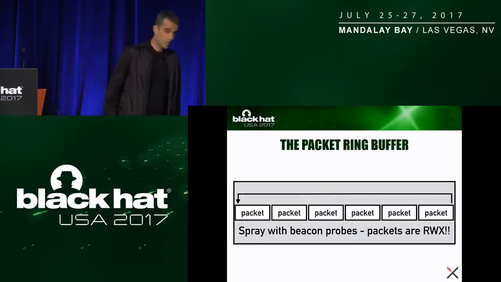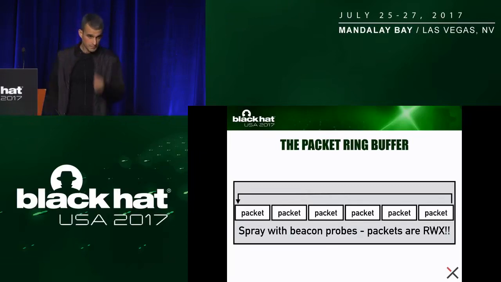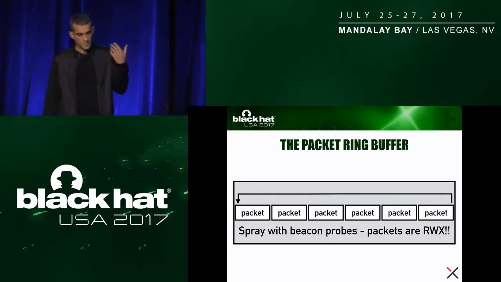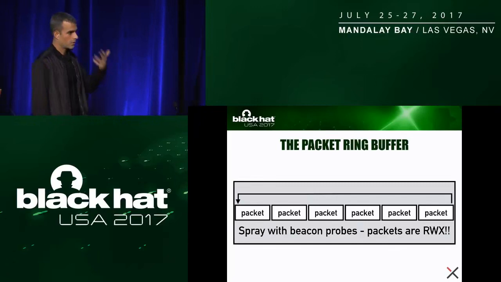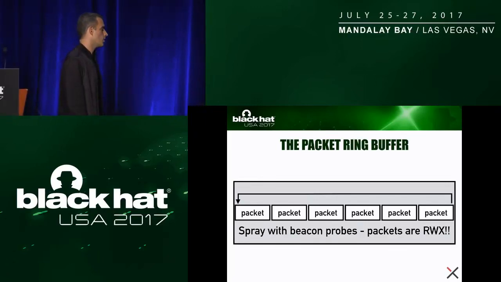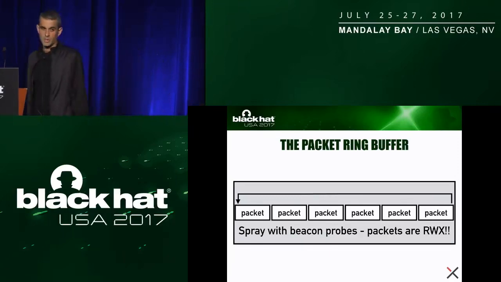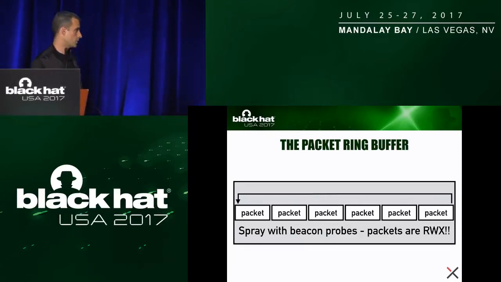So there's a concept known as a ring buffer in network implementations, which is a circular buffer which holds packets as they come in, and then it overwrites the beginning of the buffer as the buffer gets filled up. And this is where packets are copied into after they're handled by the layer 1 chip. And this looked like a perfect place for us to put our payload.